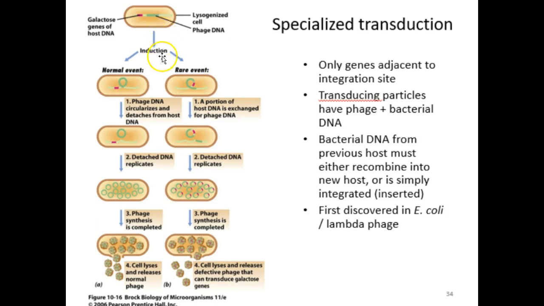So induction is the name of the event that occurs when an environmental cue tells a prophage to wake up and act like a lytic phage. Wake up and get out of the host cell. I just mentioned that. So normally what happens is the prophage DNA will go through something called excision, and it will excise, making these circular forms really cleanly.